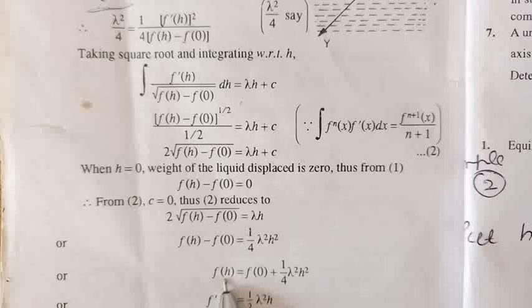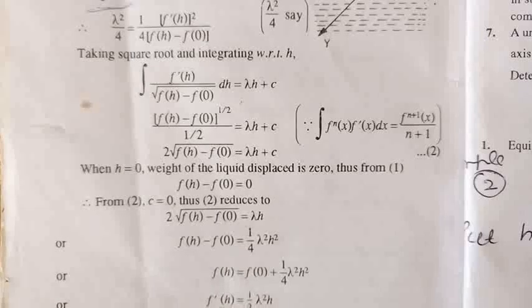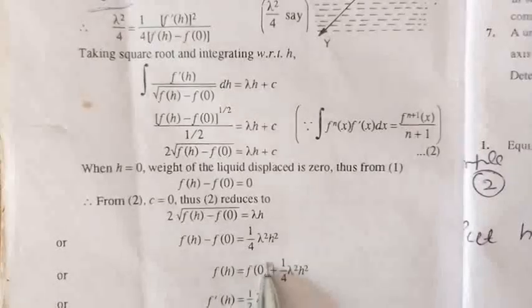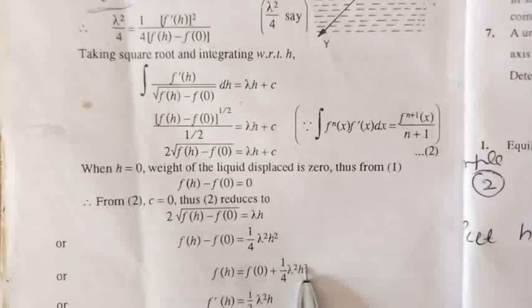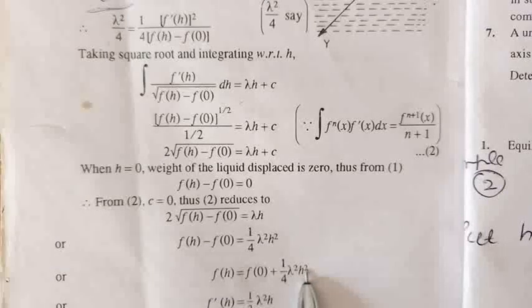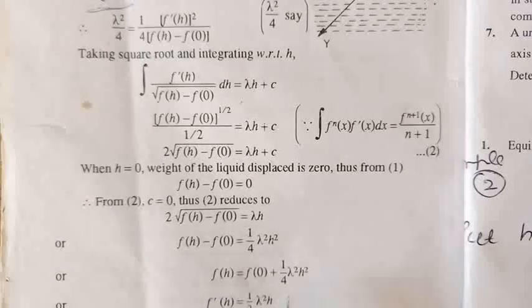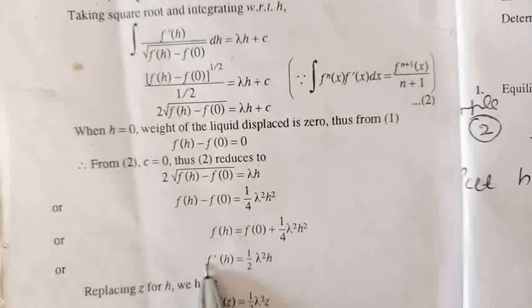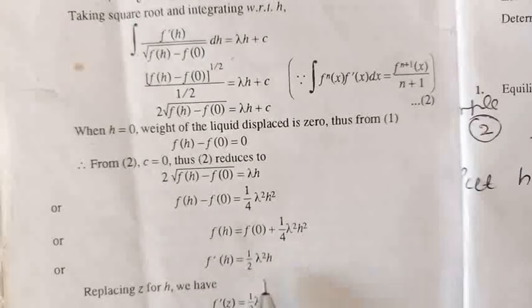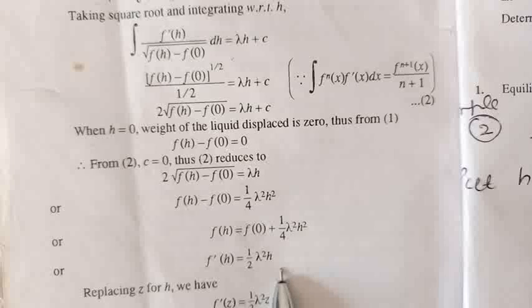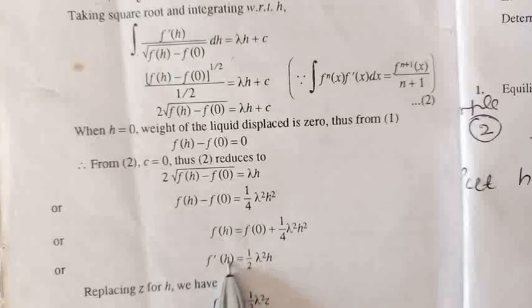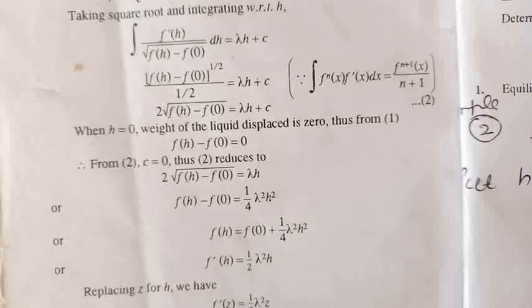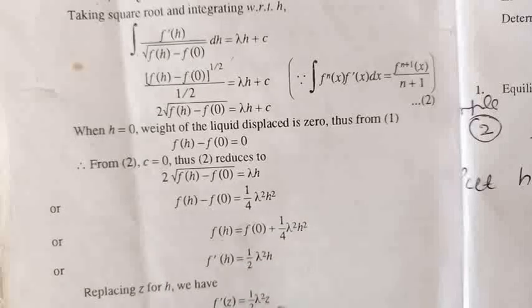Now let us differentiate it with respect to h. So we get f dash h is equal to, this term is constant, so its derivative will be 0. Derivative of h square is 2h. Lambda square by 4 is constant. So f dash h is equal to half of lambda square h. Let us replace h by z. We get f dash z is equal to half of lambda square z.